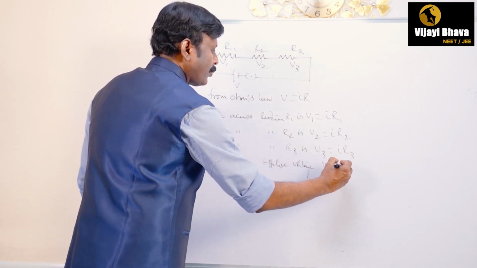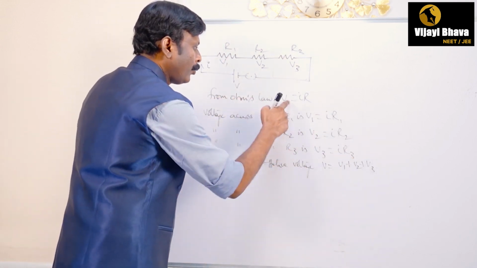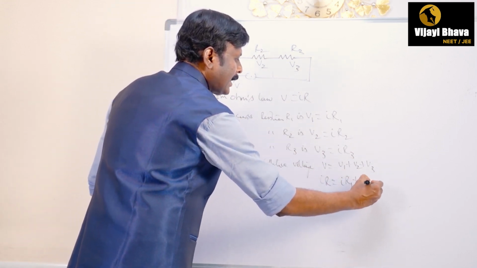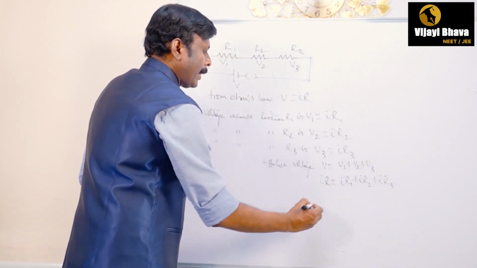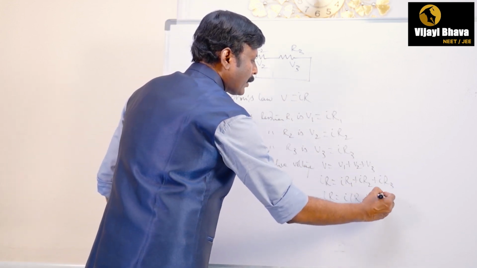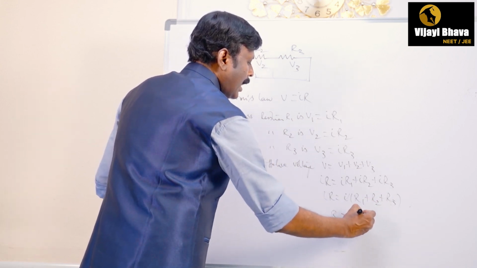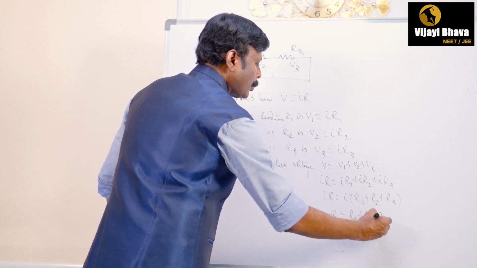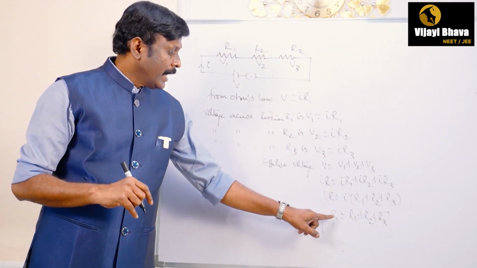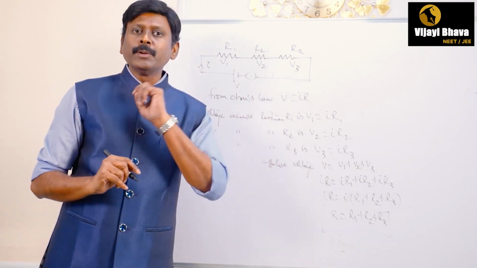The effective voltage V is V1 plus V2 plus V3. Here we have V is equal to IR. So IR is equal to IR1 plus IR2 plus IR3. The next stage, IR is equal to, take I common here, we get I times R1 plus R2 plus R3, and I and I get cancelled. So finally, R is equal to R1 plus R2 plus R3, which states that the effective resistance in series combination is equal to the sum of individual resistances.